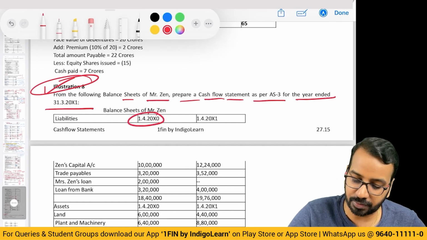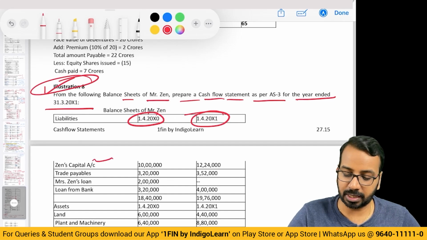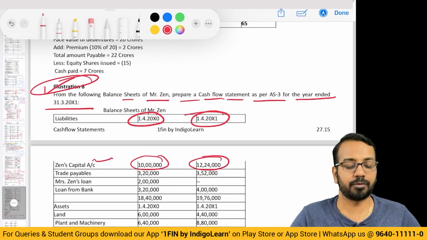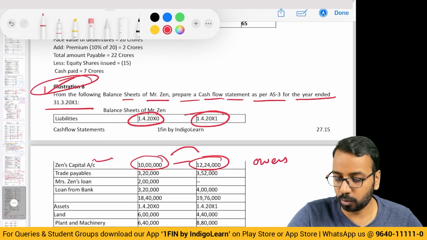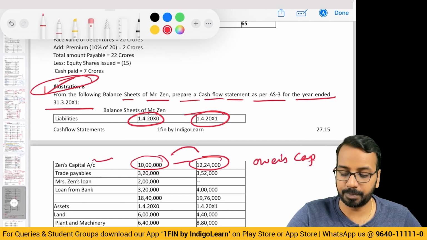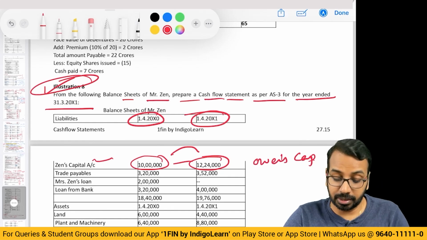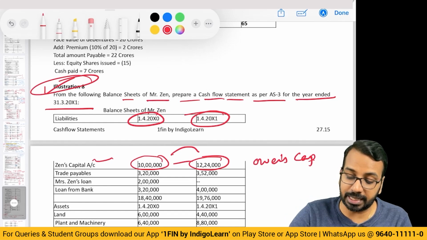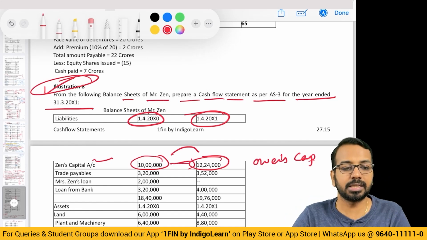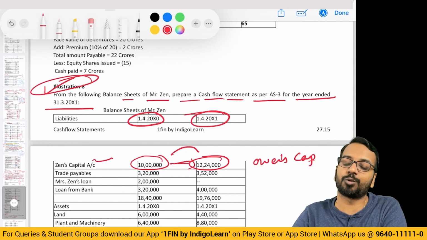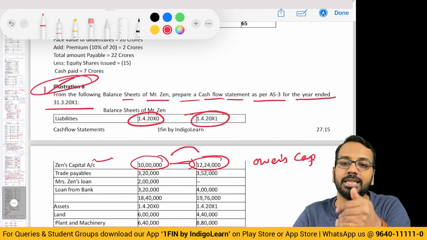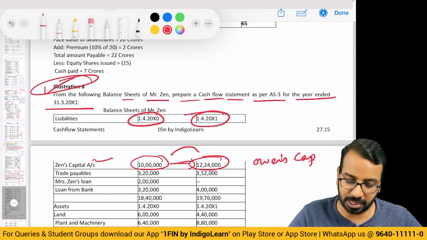So opening is given first, closing is given next. Capital account 10 lakhs and 12 lakh 24,000. This represents owner's capital. Now if there is no other information, we can directly assume whatever has been the increase is on account of profit. But if there is other information, we have to factor in that information. I will give that adjustment as well.